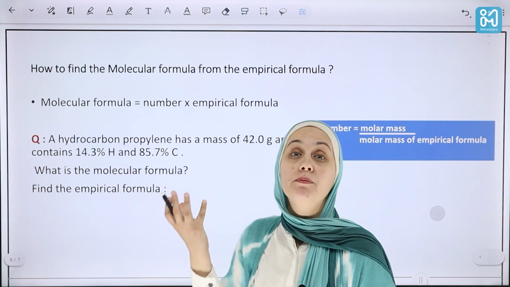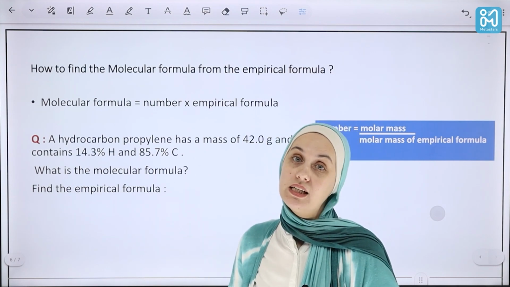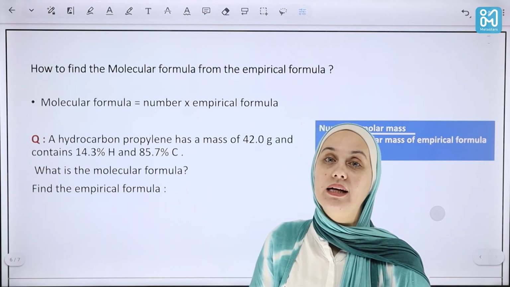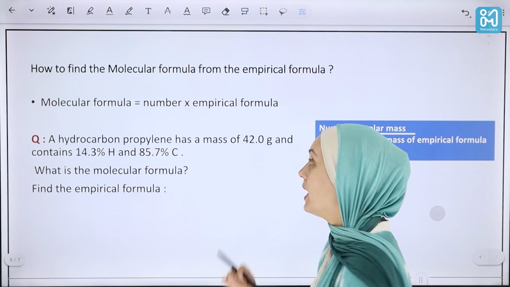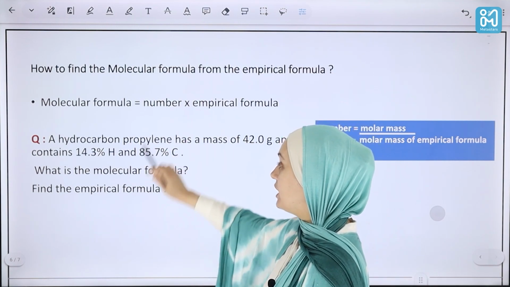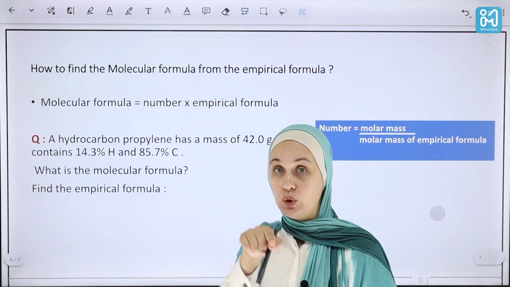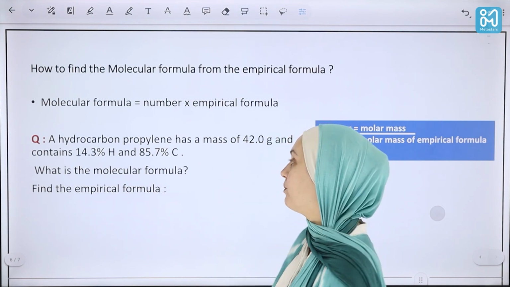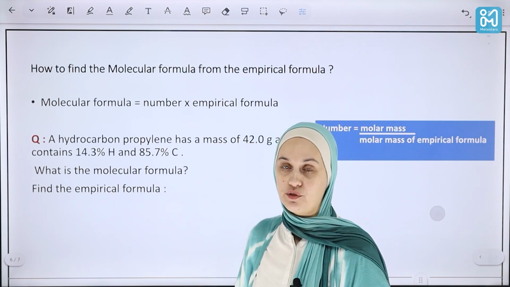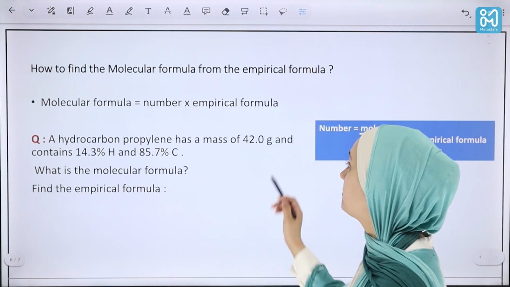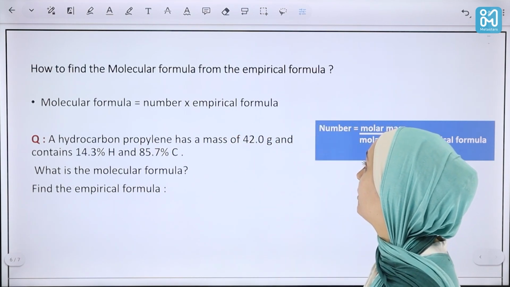Sometimes, if you are given the empirical formula itself, it's easy to find the molecular formula by simple calculations. But the questions sometimes need you to find the empirical formula first. You need to know that you have to find the empirical formula first, then calculate the molecular formula. Let's see this question together. How do we find the molecular formula from the empirical formula?